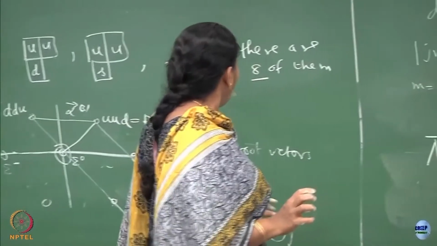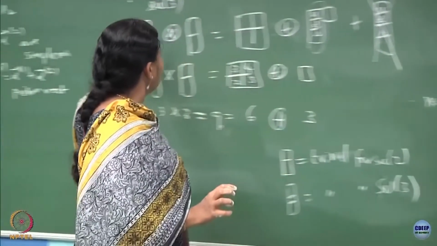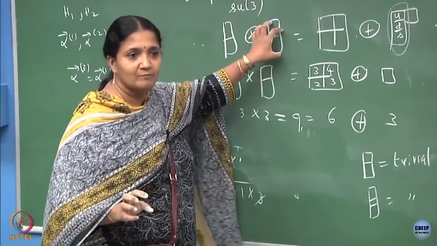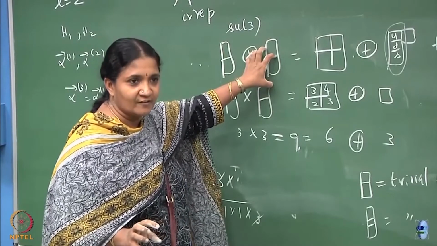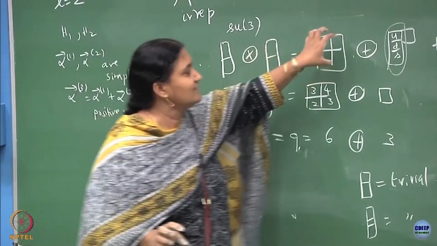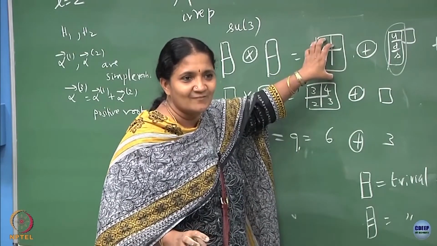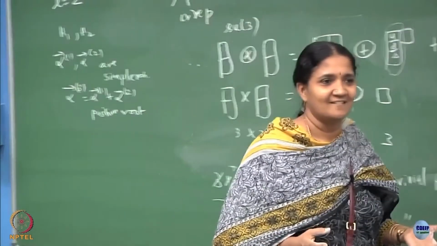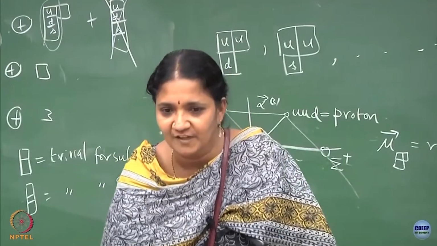Similarly, if you compose 2 fundamental objects, what combinations of it will decide the state for this? That is not clear here. For that you need a projector, and that projector is nothing but your Clebsch-Gordon coefficient.